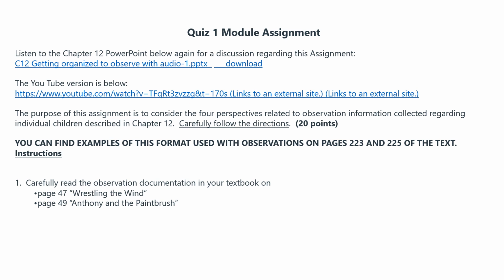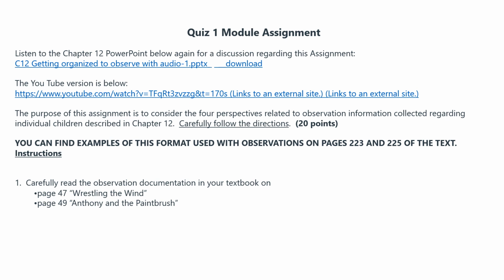The purpose of this assignment is to consider the four perspectives related to observation information collected regarding individual children described in Chapter 12. Carefully follow the directions, and this is worth 24 points. And you can find examples of this format used with observations on pages 223 to 225 of the textbook.